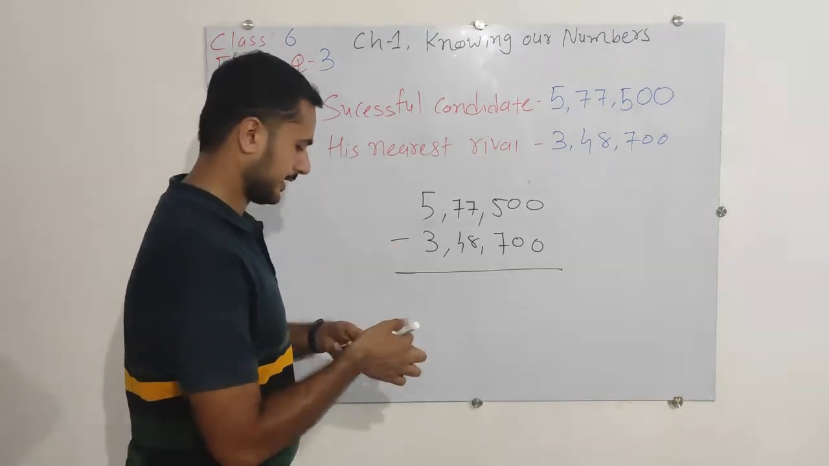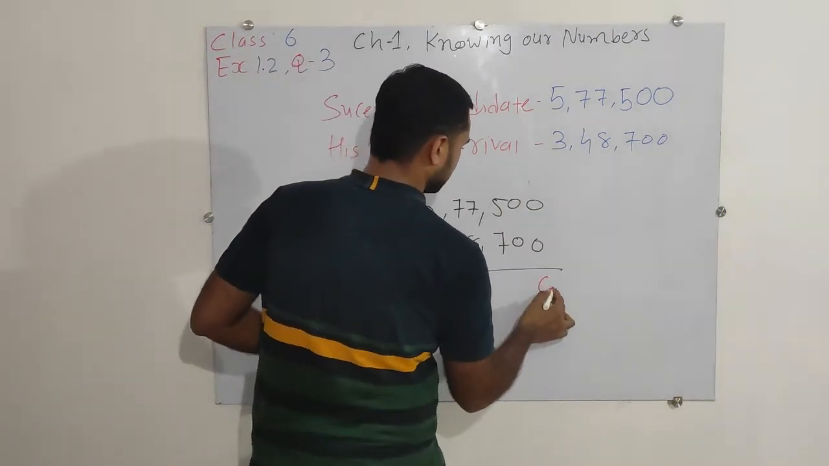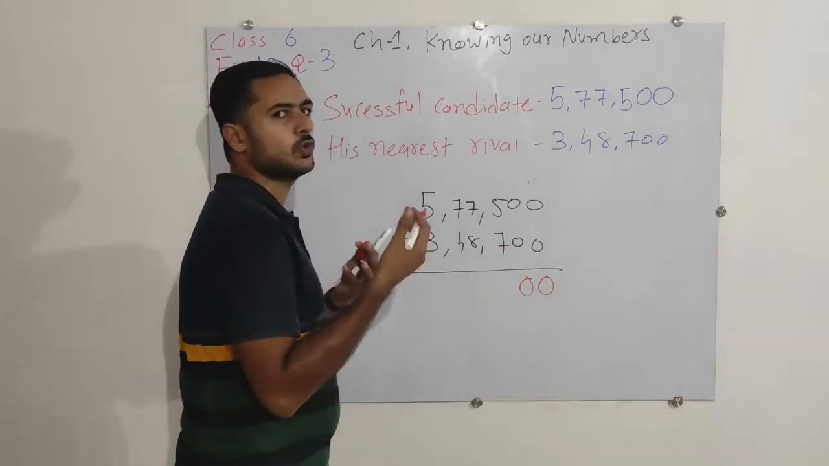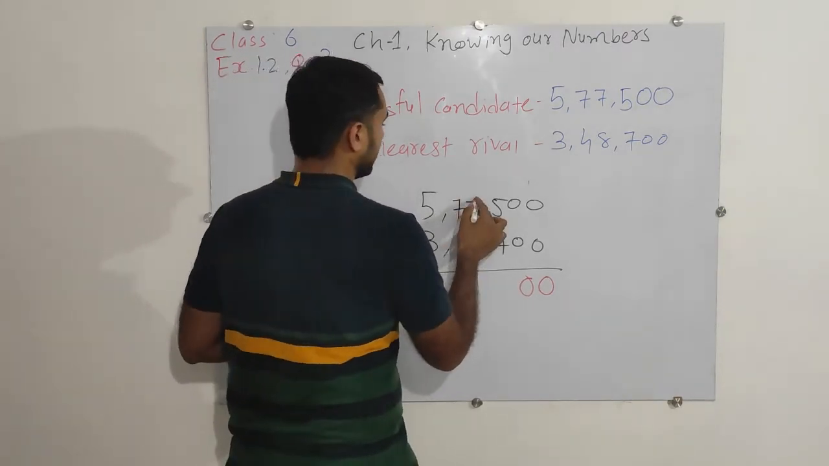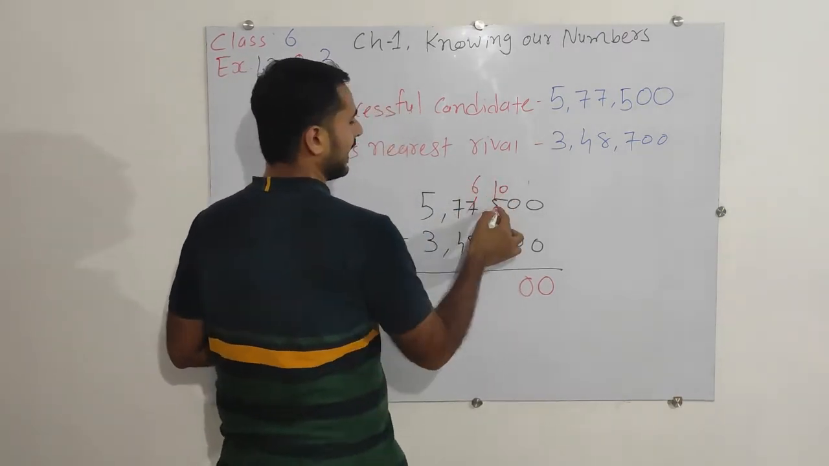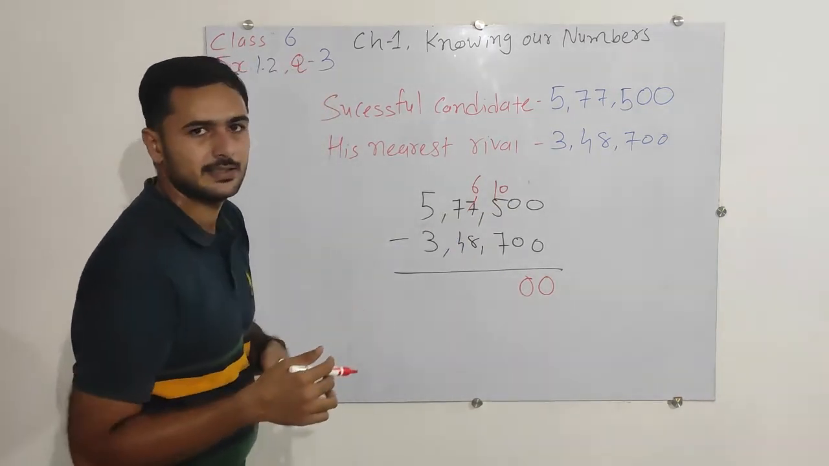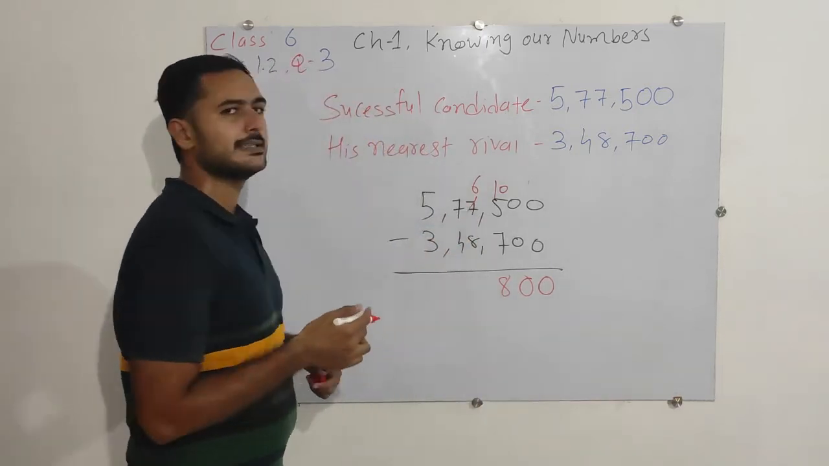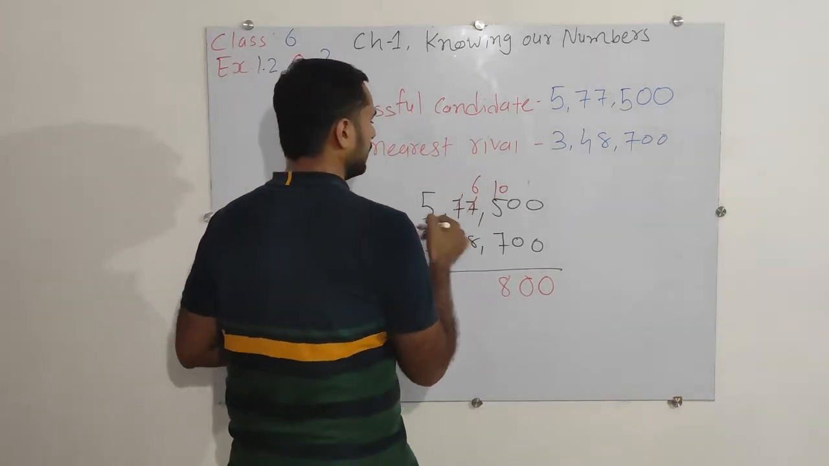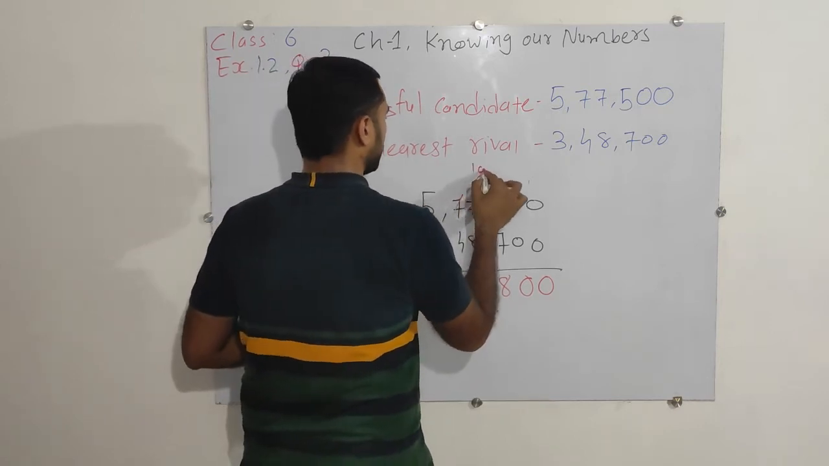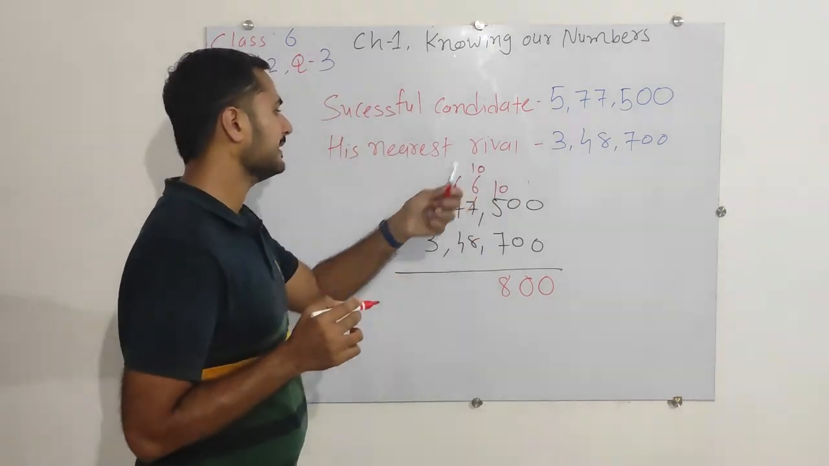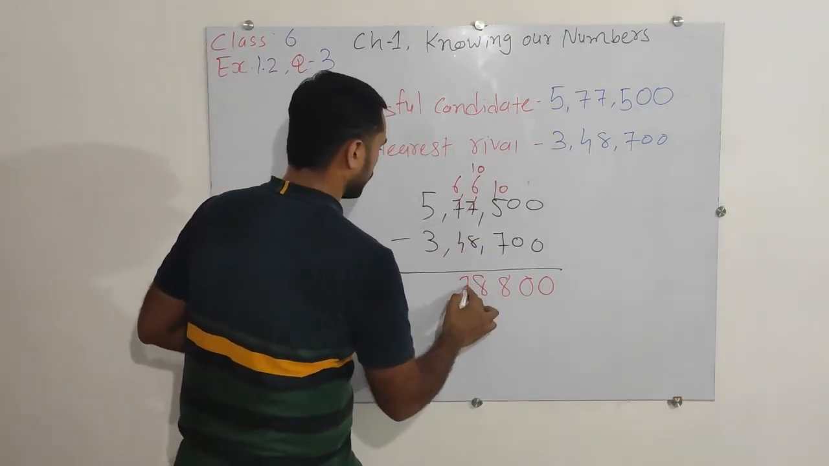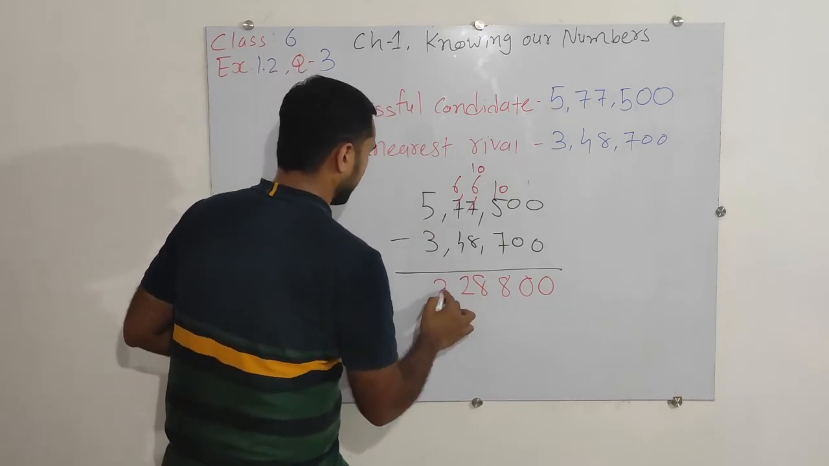Now just subtract that. So what will we get? 0 minus 0 is 0, 0, 0, 0. 5 minus 7, that's not possible, so we need to ask the 7 to give 10. So here 10 and here 6. Now 10 and 5 is 15. 15 minus 7 is 8. Now 6 minus 8, again that's not possible, so again we will ask the next number to give 10. So here it will be 6. 10 and 6 is 16. 16 minus 8 is 8. Here 6 minus 4 is 2. And 5 minus 3 is again 2.